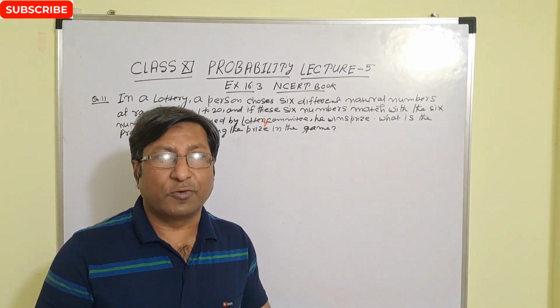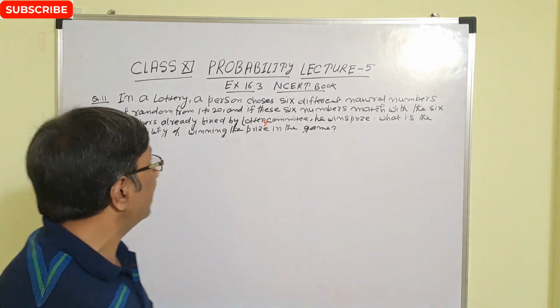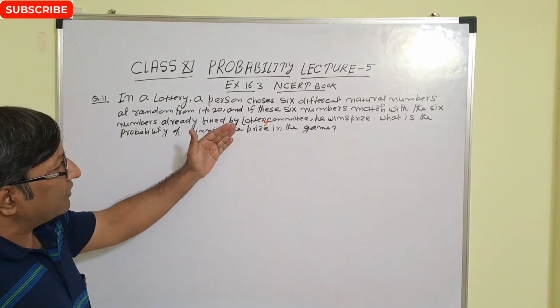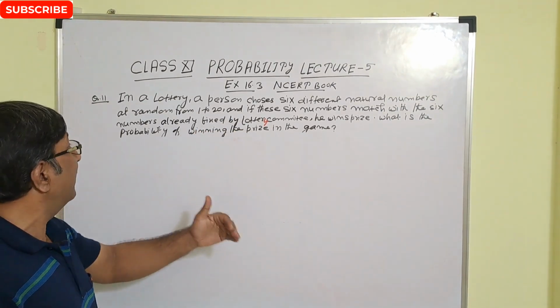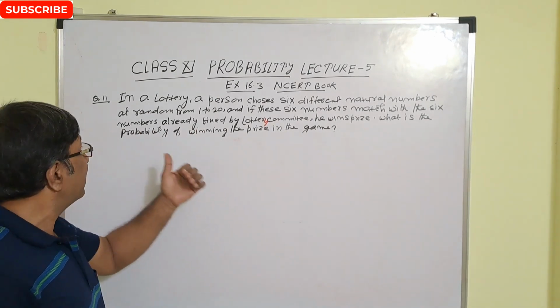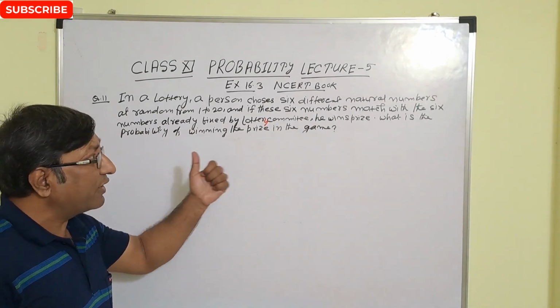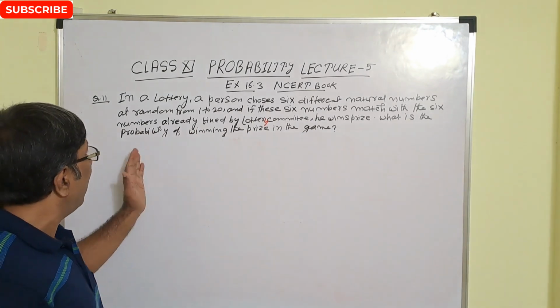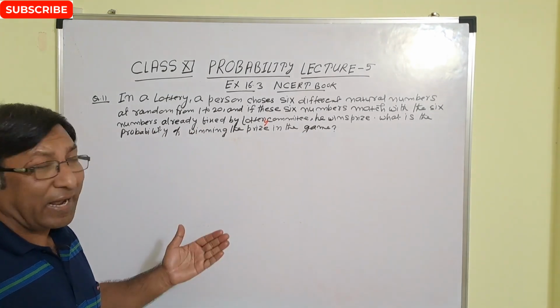Most important question of probability. Let us see the question. In a lottery, a person chooses 6 different natural numbers at random from 1 to 20, and if the 6 numbers match with the 6 numbers already fixed by the lottery committee, he wins the prize. So what is the probability of winning the prize in the game?